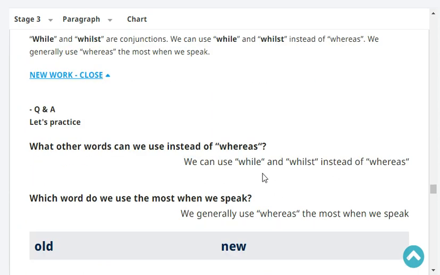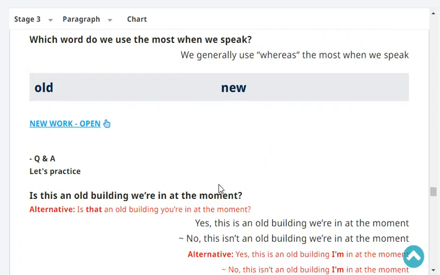What other words can we use instead of whereas? We can use while and whilst instead of whereas. Which word do we use the most when we speak? We generally use whereas the most when we speak. Very good.